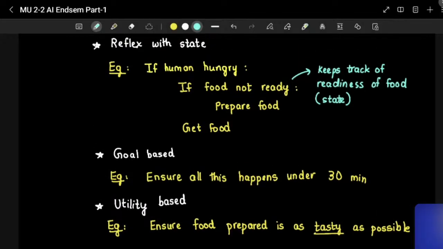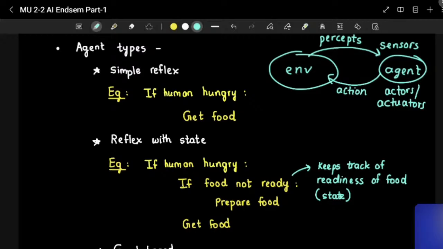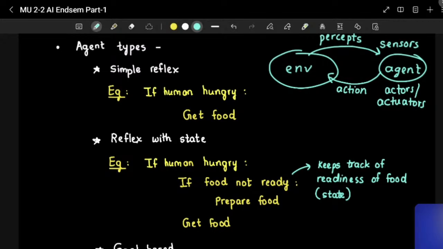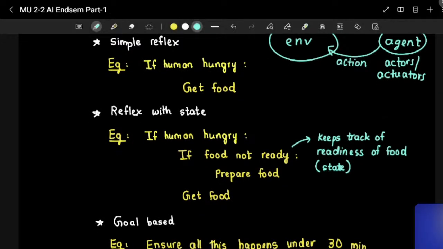So the first kind of agent simply reacts to something that happens in an environment. The second kind of agent does the same thing, but it also has some kind of memory. It remembers the state of a certain something. In this case, it is the state of the food. Is it ready or not?